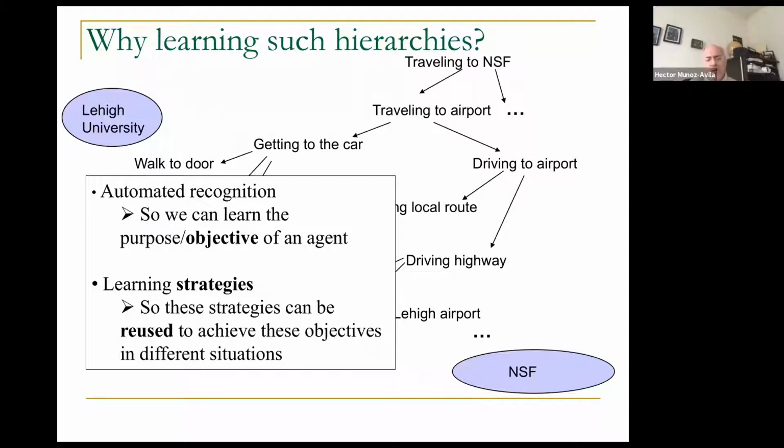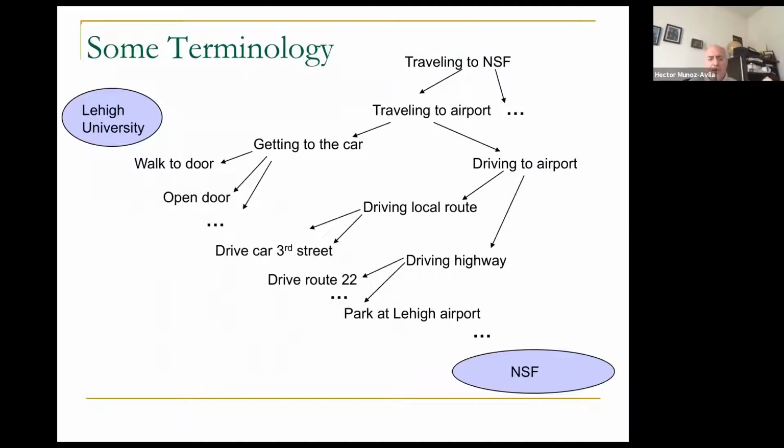So these strategies could be stored and reused when solving this problem. And it doesn't have to be the exact same problem, right? So maybe I'm not going to NSF, but to another location in Washington, D.C. Then most of this hierarchy could be reused for that purpose.